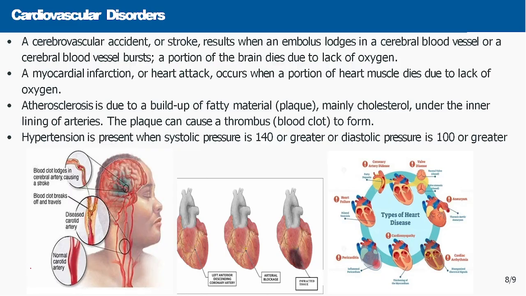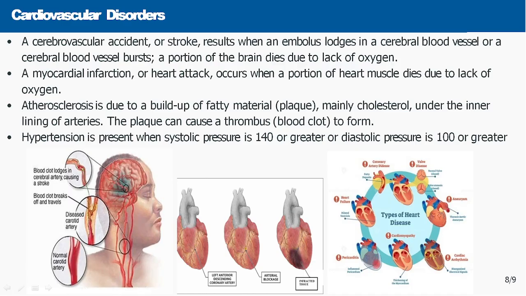Then coming to cardiovascular disorders. The heart related disorders are known as cardiovascular disorders. Sometimes a cerebrovascular accident, or stroke, results when an embolus lodges in a cerebral blood vessel or a cerebral blood vessel bursts. Then what will happen? A portion of the brain dies due to lack of oxygen.